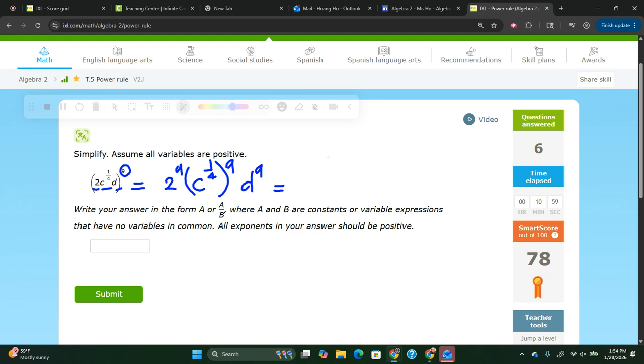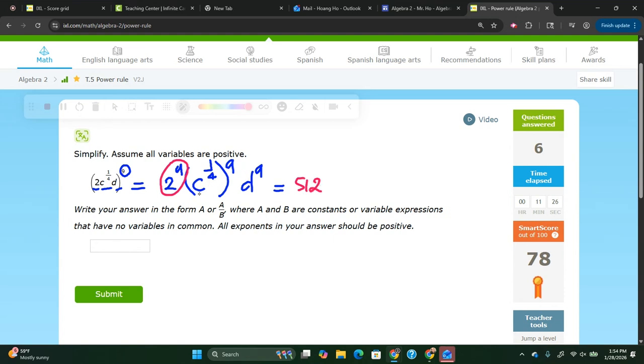let me get a calculator. I believe it's 256, but let's double check. All right, let me do on the side over here, 2 power 9. Ooh, 512. Okay, so it comes out 512 over here. 2 power 9, that's 512.